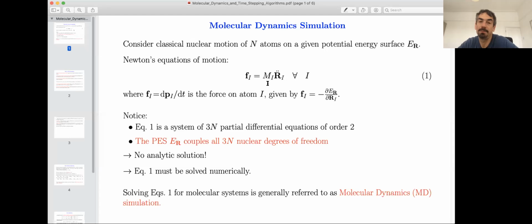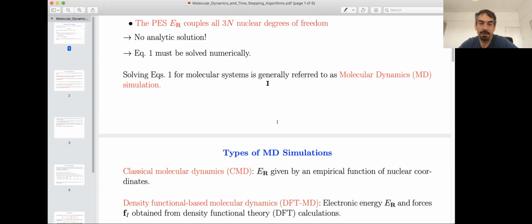So that's the difference. The DFT calculation usually is just a static thing, so you do that for one single nuclear configuration. If you do ab initio MD, or density functional theory MD, then you also have to calculate the force and then propagate the nuclei in time.